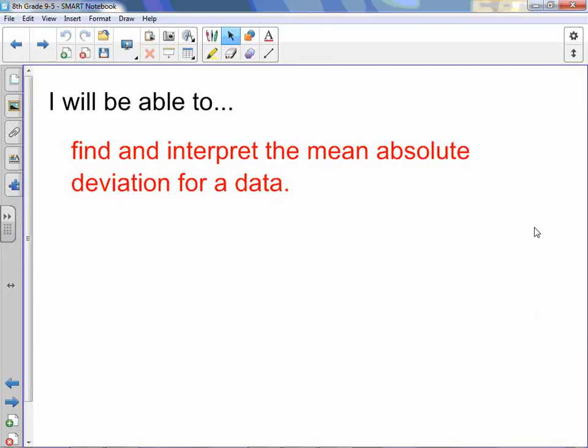Chapter 9, Lesson 5, Measures of Variation. You will be able to find and interpret the mean absolute deviation for our data.